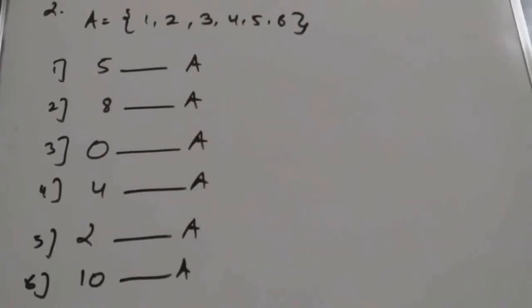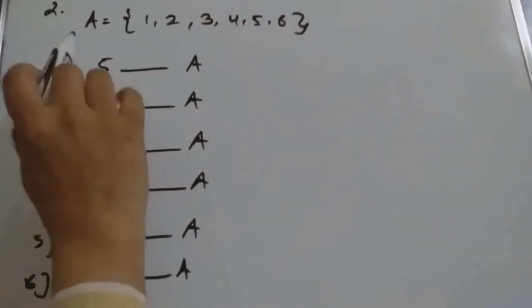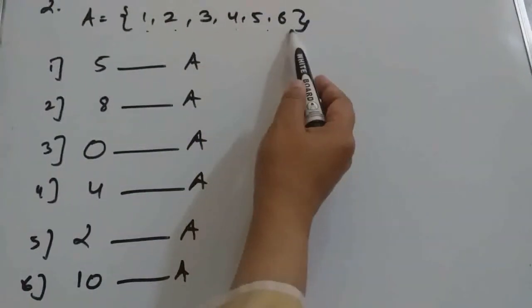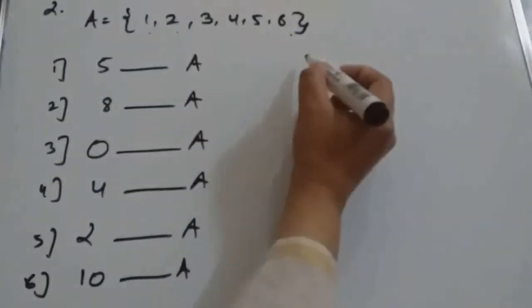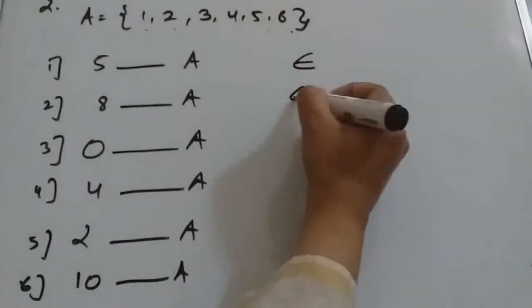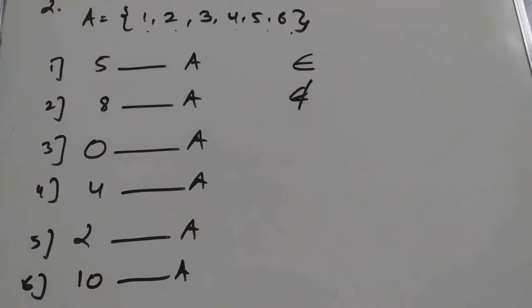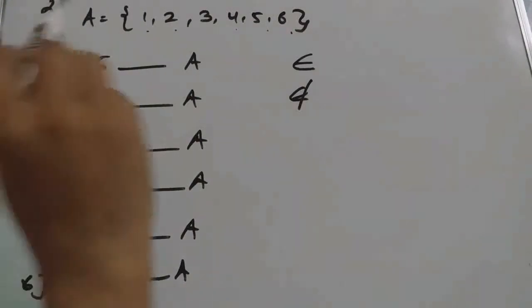In question number 2, a set A is given to you. The elements in A are 1, 2, 3, 4, 5 and 6. Insert the appropriate symbol, meaning belongs to or does not belong to, in the blank spaces given in the question. Now we should check.